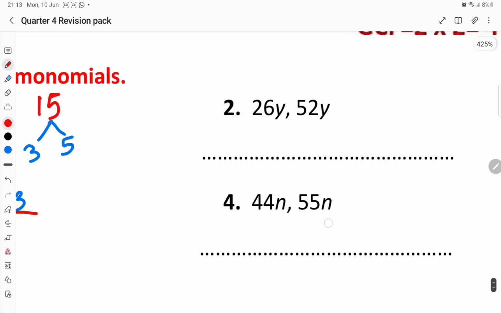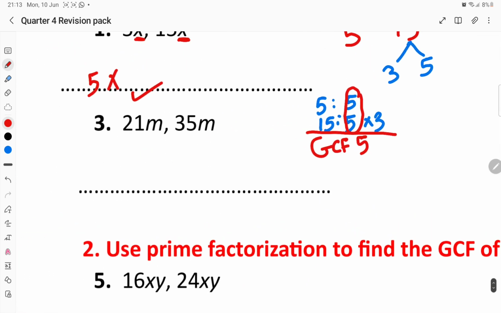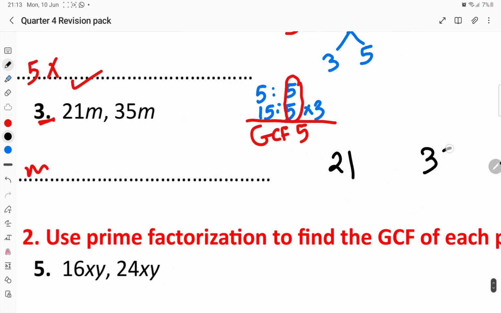One more question. Let's see 21m and 35m. 21 and 35, again the m is common. So let's think of the 21 and 35. I have 21 and I also have 35. 21 is 3 times 7 and 35 is actually 5 times 7. Can you break more, or these are prime? No, these are prime. 3 is prime, 7 is prime, 5 is prime, 7 is prime.